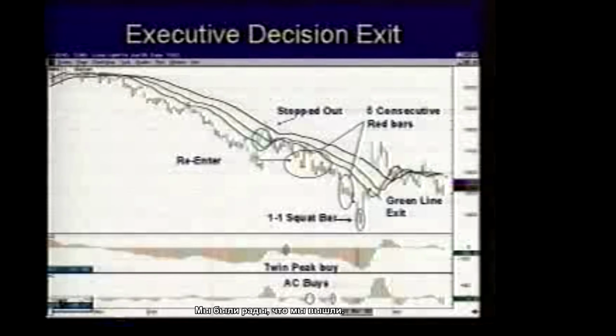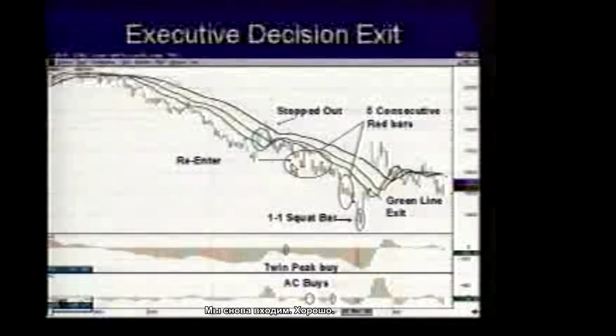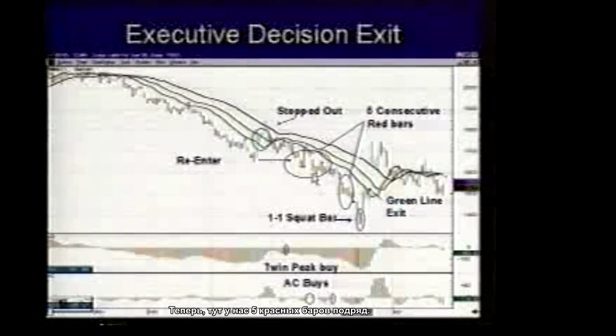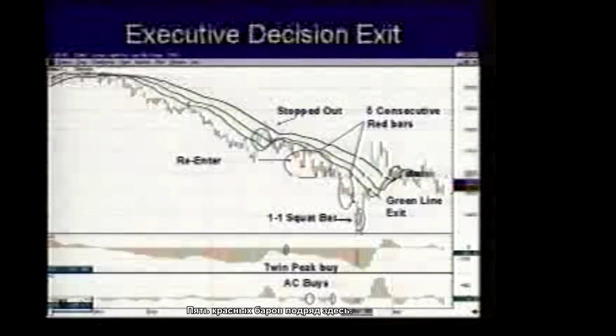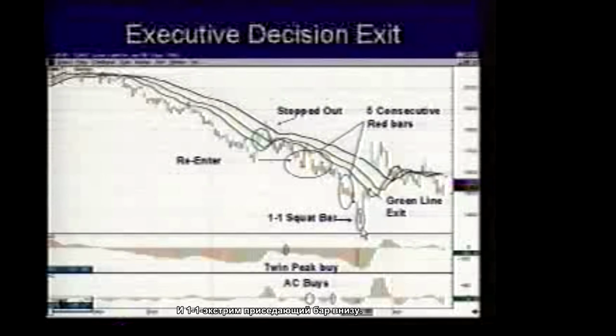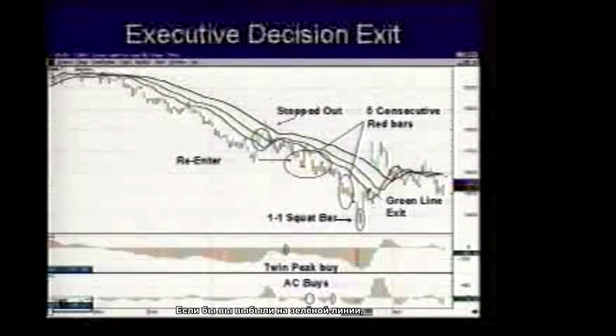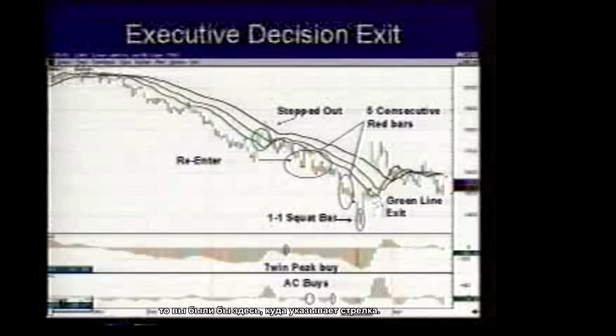So we were out, we were happy. Then we see the market comes down again. So we re-enter, which is fine. We took profit from here, re-entered, went short. Now you had 5 consecutive red bars here, 5 consecutive red bars here, and you had a 1-1 extreme squat bar on the top, on the bottom. So between all these, you should have had an idea down here on the bottom, maybe time to get out. If you'd exited on the green line, it would have been here where this arrow's pointing.